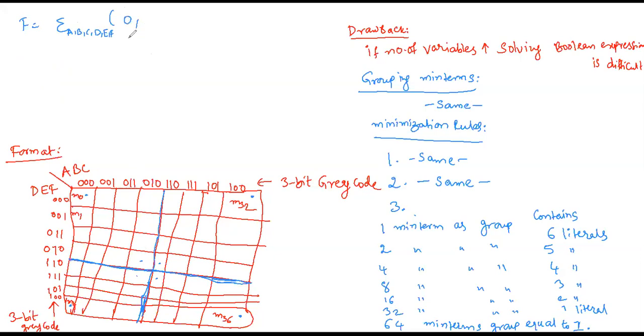Zero, 4, 32, 36. Simplify using a 6 variable K-map. It is already in standard SOP form. Standard SOP form, so apply it to the K-map.